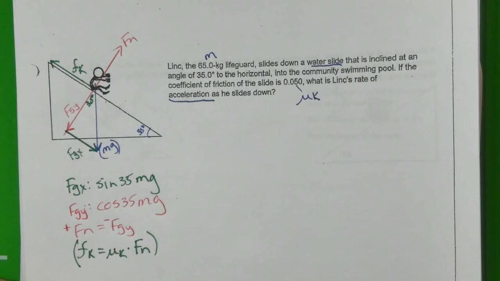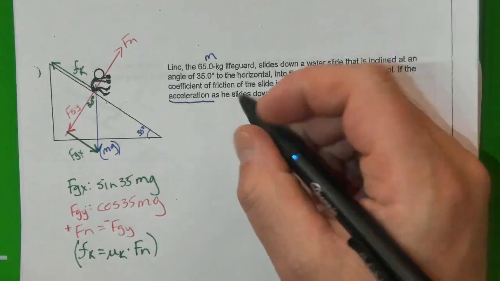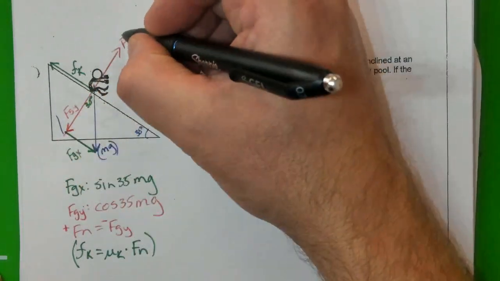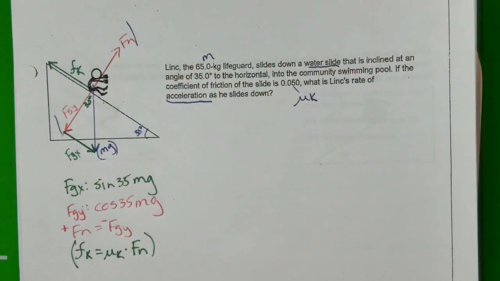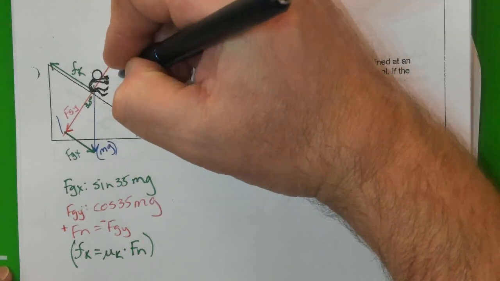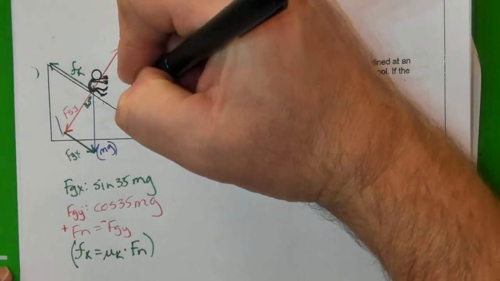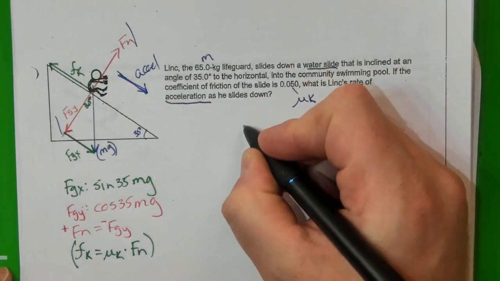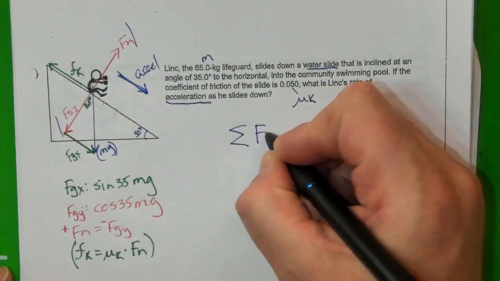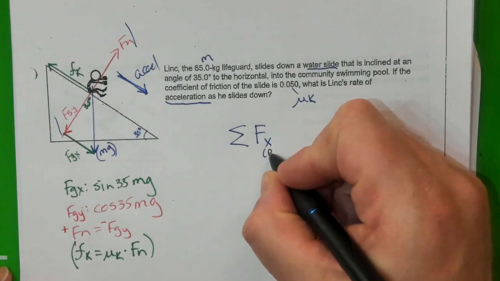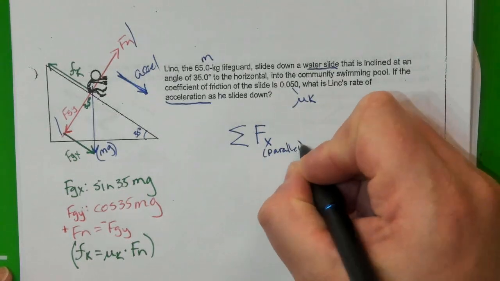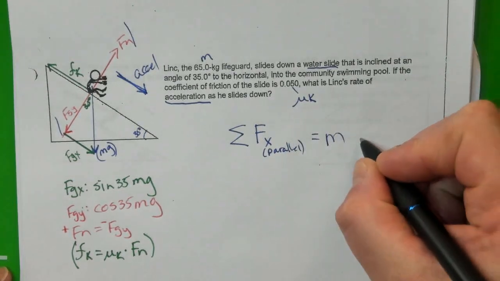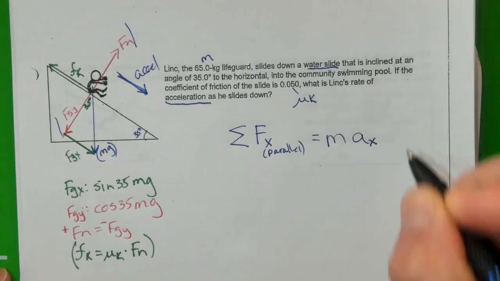Okay, so let's begin now. Let's use blue. So here's what I'm thinking. We learned that all of the y forces are equal and opposite. So the acceleration can't be that way. In fact, I hope it's obvious that the acceleration must be down the slide. So we really only have to examine the sum of the forces in the x direction, which is parallel to the slide, and set that equal to mass times the acceleration in the x direction.